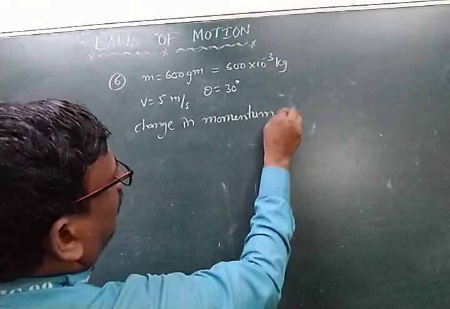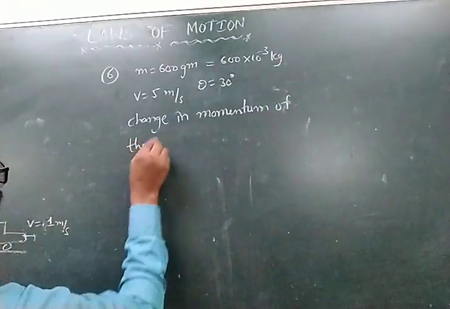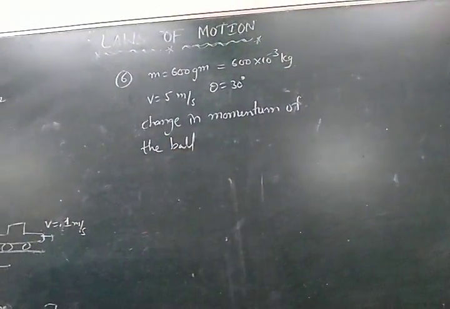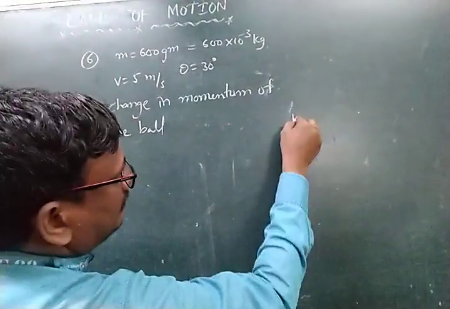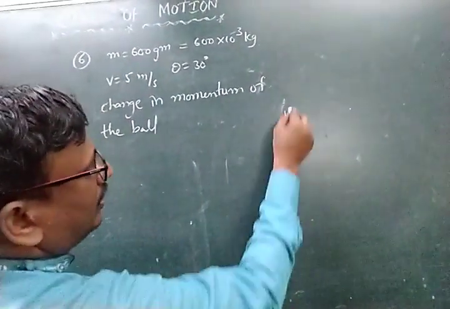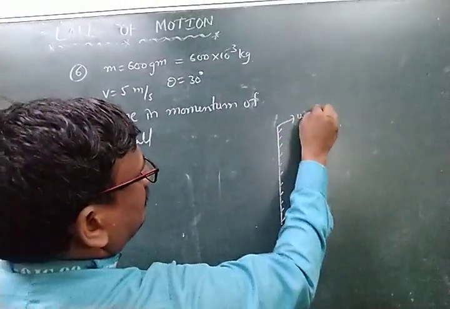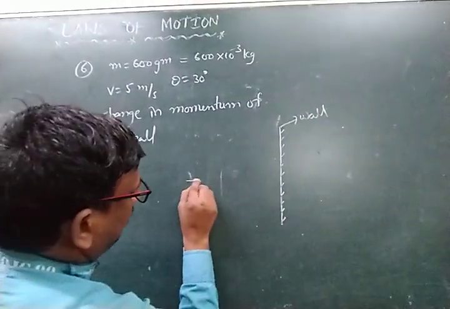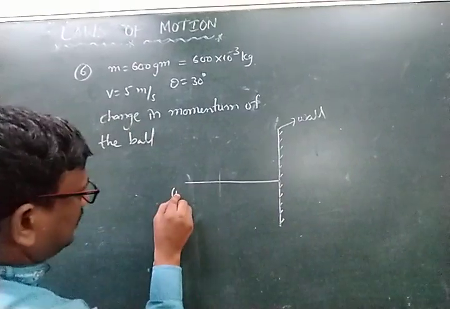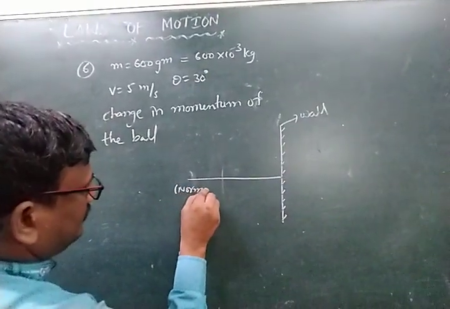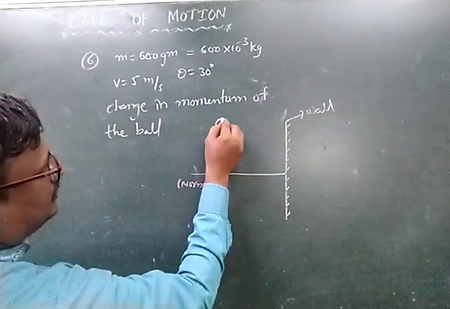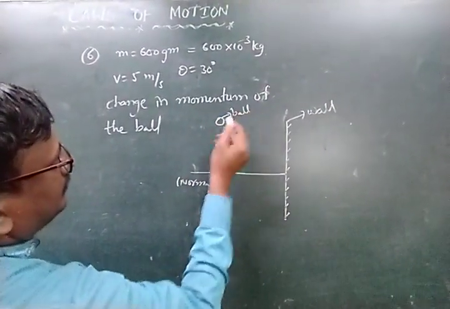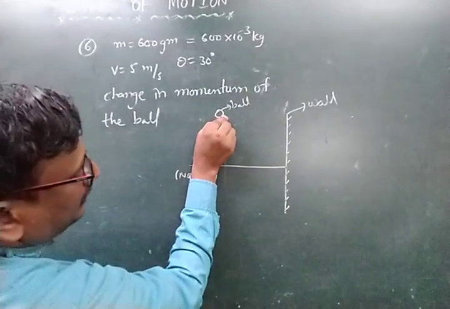of the ball. Now here is given the ball. This is considered the wall. Now this is the normal. This is considered a normal. Now here is the ball. This is considered the ball. Okay. Now it is moving.